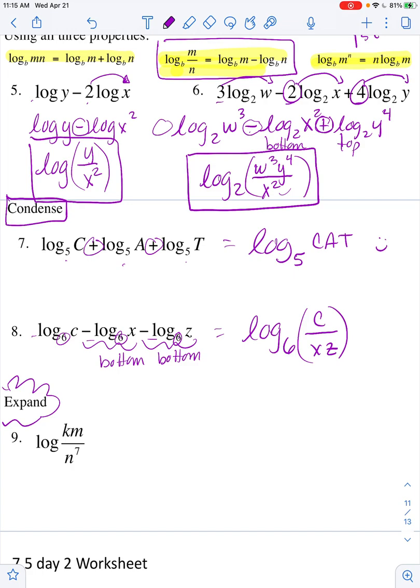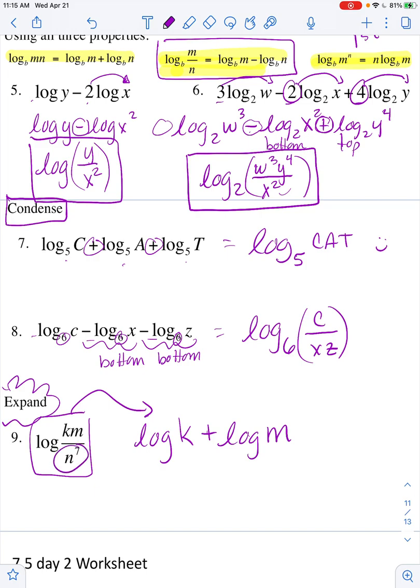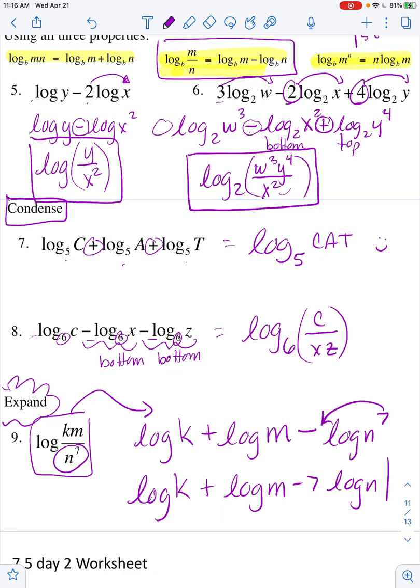This one's just a quick little review. Yesterday we learned expanding, where it's the opposite. This is the answer for today. When we condense, we end up with something all packed together like this. But when we expand it, I write each one separately. The k is on top. Then it's multiplied by the m, which is on top. And then it's got an n to the 7 on the bottom. So I do minus log n to the 7. But I have to remember that when I'm unpacking or expanding, I can't have powers. So they drop down in front. So the point is the answer today looks like the question yesterday and vice versa.